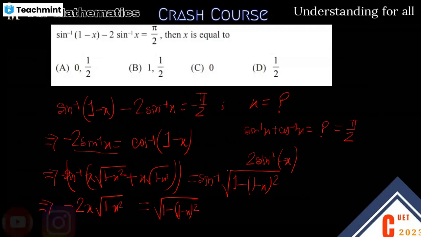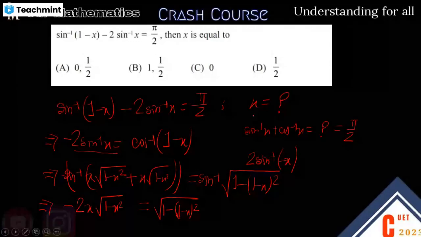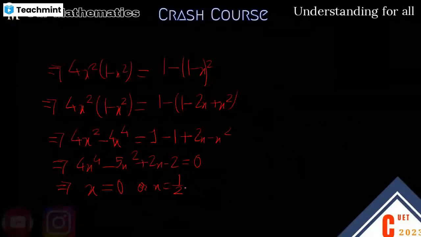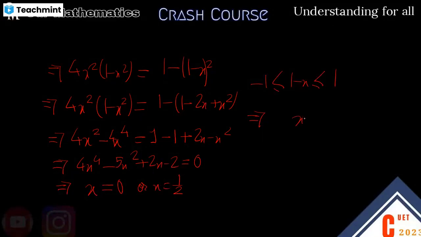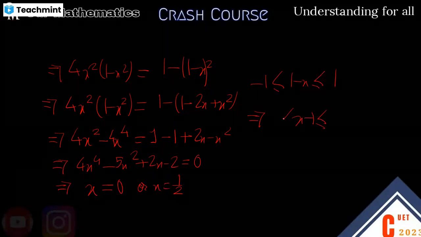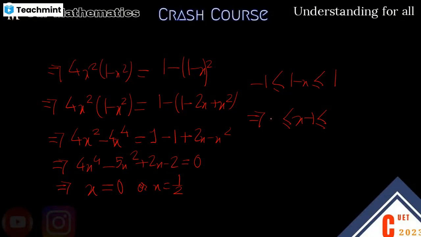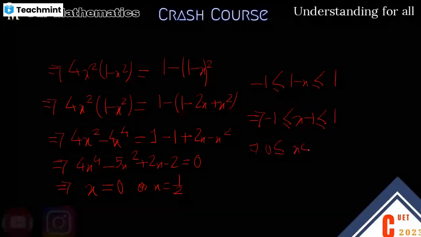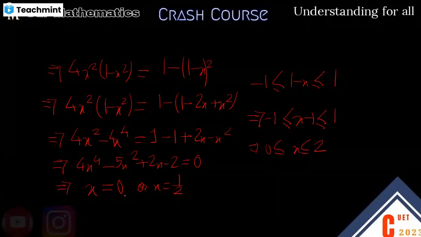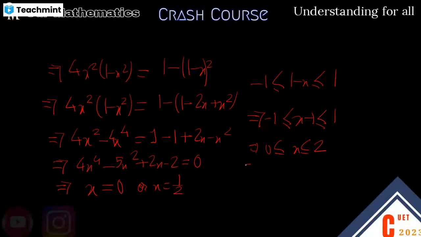However, since here is cos inverse 1 minus x, that means 1 minus x should lie between minus 1 and 1. That means x minus 1 should lie between minus 1 to 1, plus 1, so x lies between 0 and 2. So either x is 0 or x is 1 by 2, both satisfy.